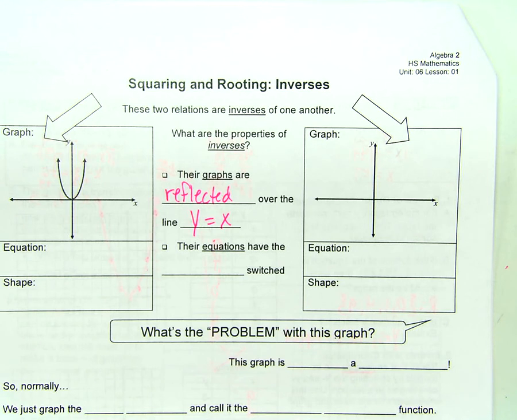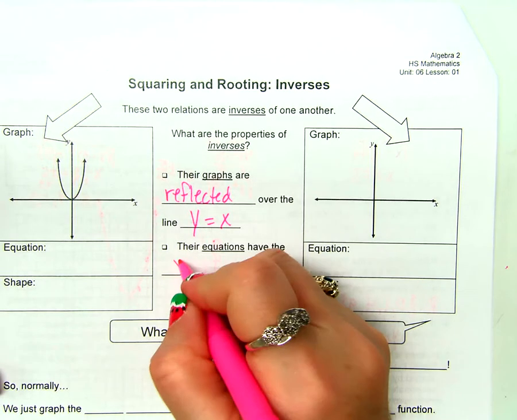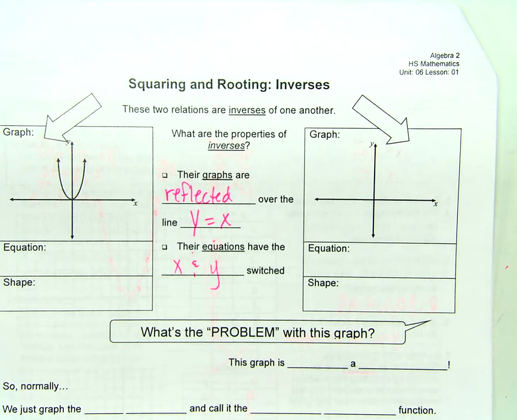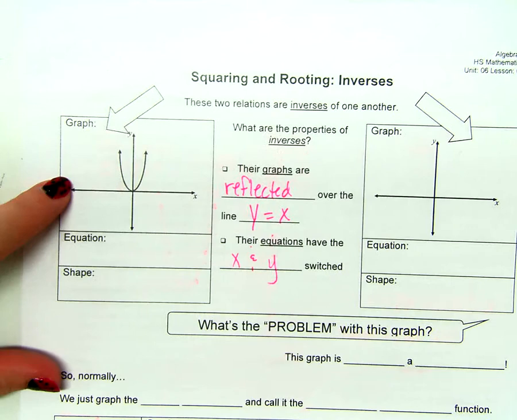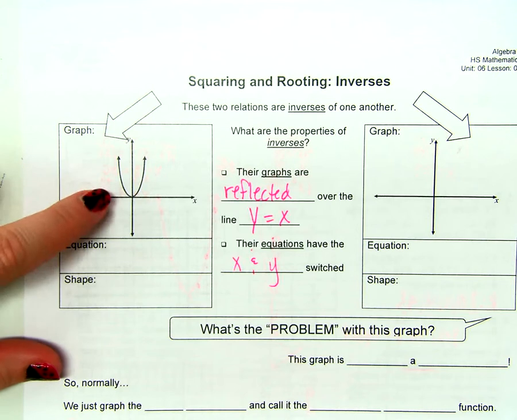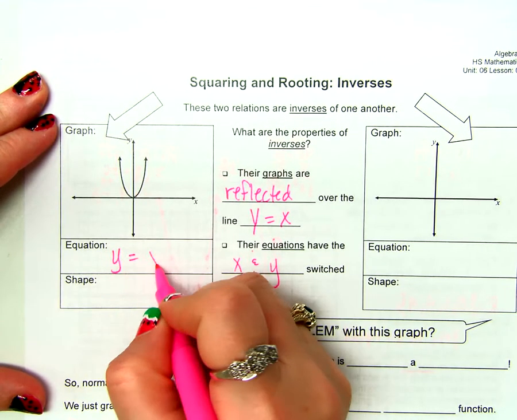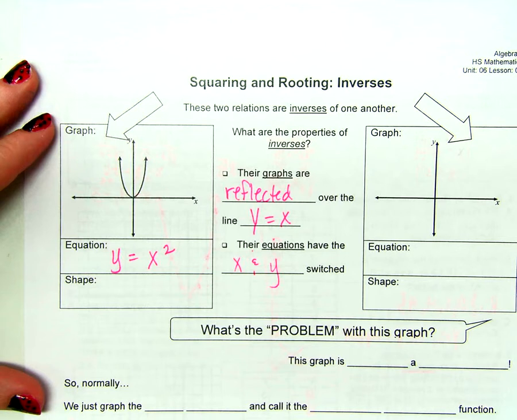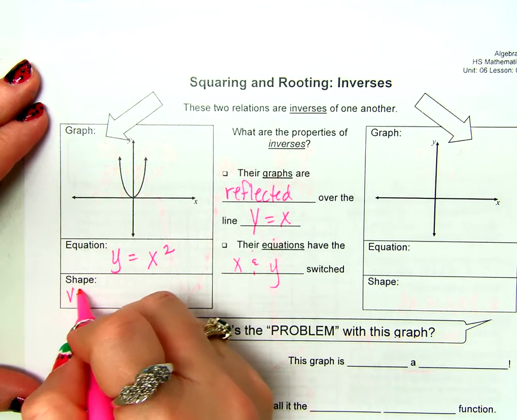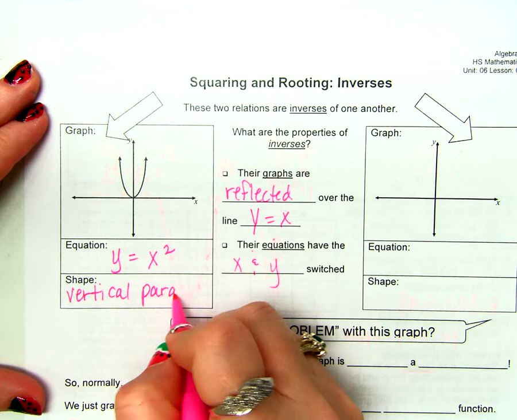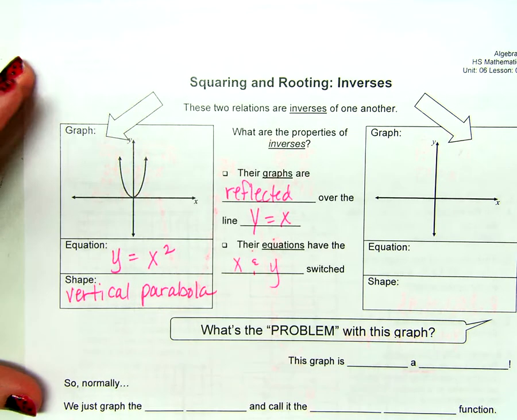Their equations have the blank switched. X and y. So on this side, the graph looks like this. Its equation is y equals x squared, and it is a vertical parabola.